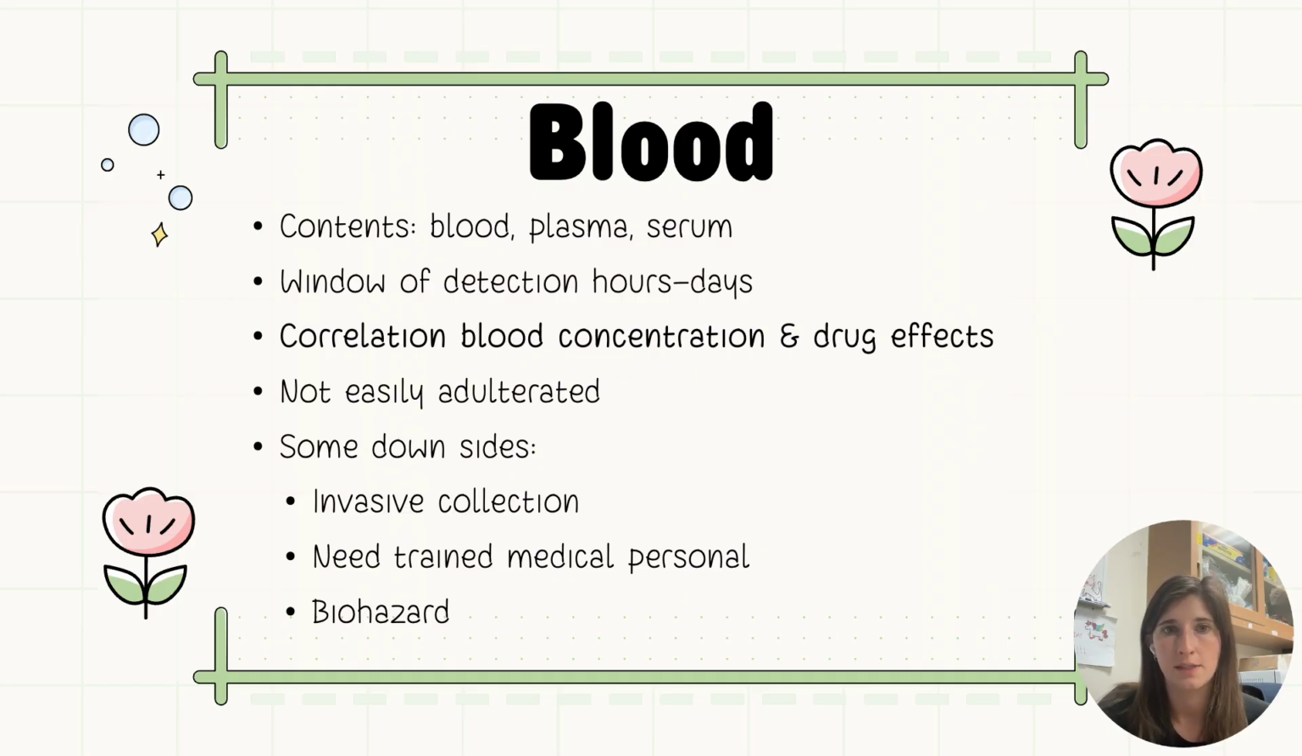Another good thing about blood is that it's not easily adulterated, right? People are taking it right from your vein. There's not much you can do to mess it up, unless maybe you're knocking the vial of blood out of someone's hand. But there's really no good way for patients to adulterate the sample.